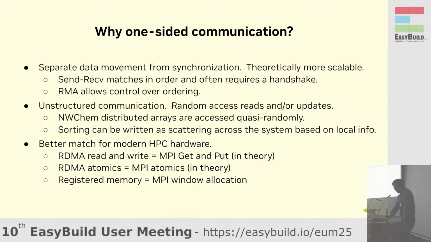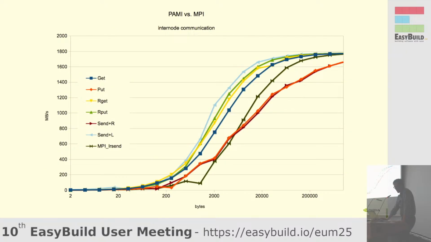So one-sided is potentially good, but it's kind of chainsaw juggling. This is old, but Blue Gene/Q is a beautiful machine and had a beautiful network, so it's really nice to show this. The things that aren't MPI Isend are PAMI, the low-level interface, and the RPut and RGet are RDMA.